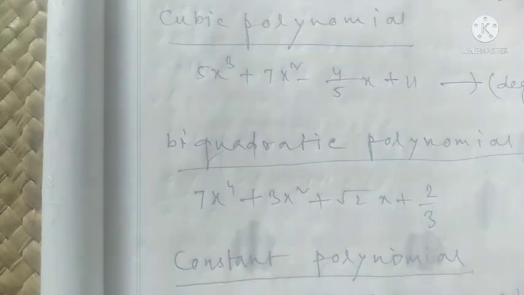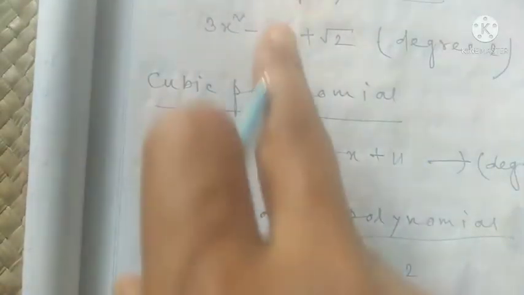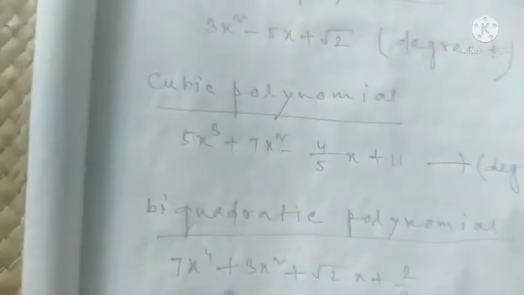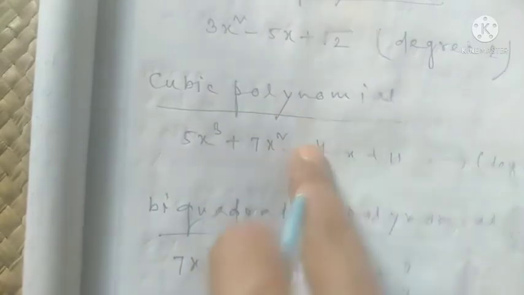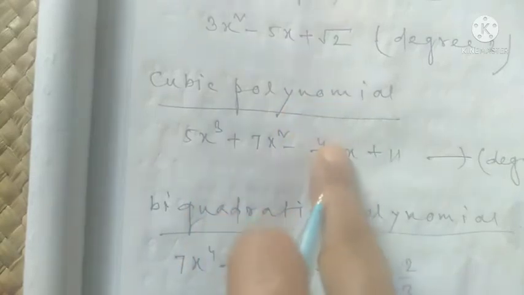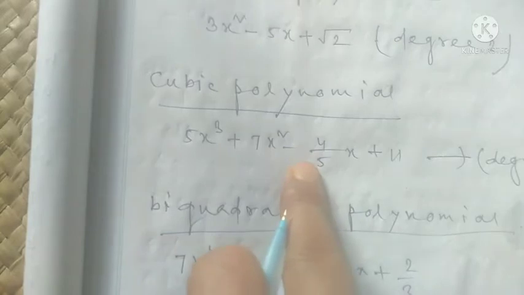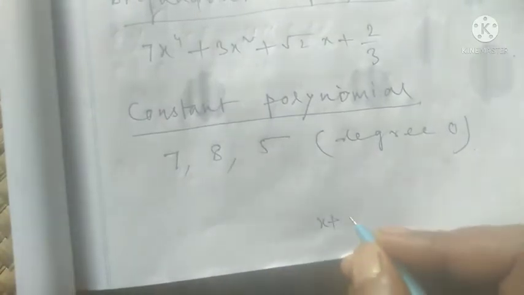But you have to remember this. All polynomials are algebraic expressions, but all algebraic expressions are not polynomials, because of negative powers. That means if the power in an algebraic expression is negative, for example you can write x plus x to the power minus 2.